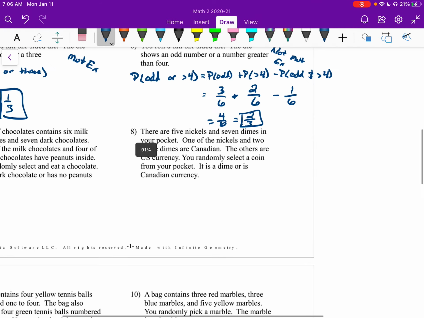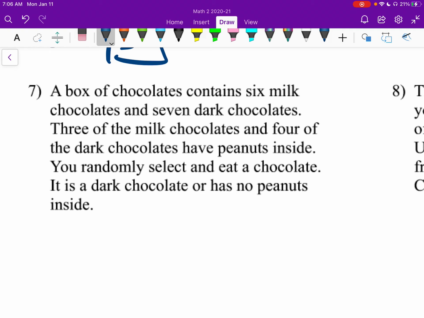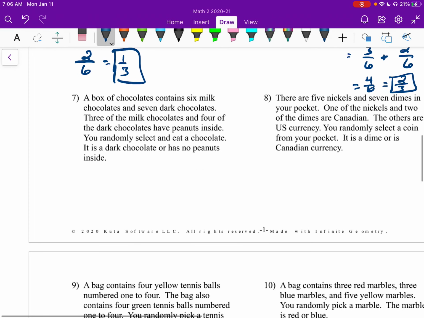All right. Number 7. A box of chocolates contains 6 milk chocolates and 7 dark chocolates. 3 of the milk chocolates and 4 of the dark chocolates have peanuts inside. You randomly select. We've done one like this. I'm just going to skip over that.